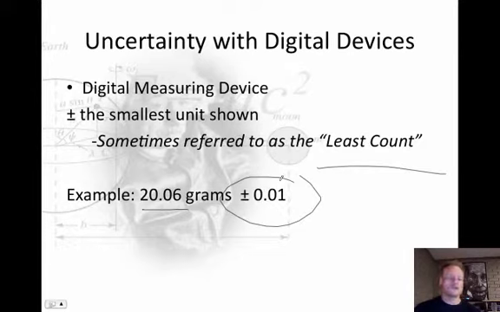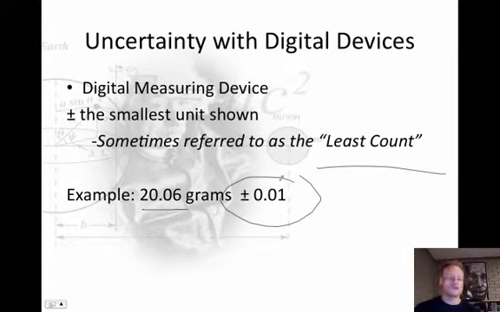Well, basically, if I have 20.06 grams, kind of going back to my electronic balance example, my uncertainty cannot go past the hundredths place. Okay, so let's say I calculate the uncertainty of this measurement, and I find it to be 0.0376 or something like that, okay?